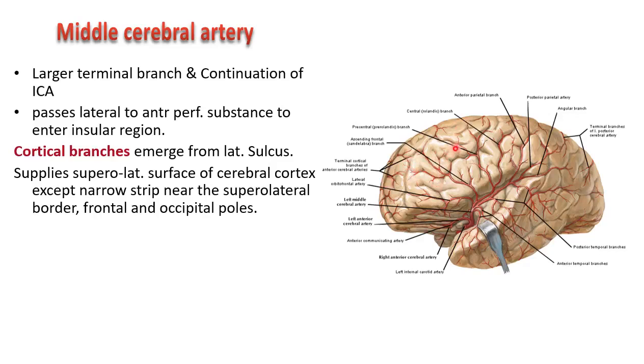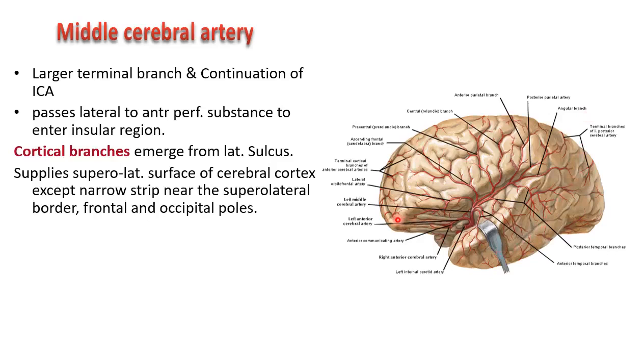Then your precentral, postcentral area, sensory motor cortex. Then your parietal lobe, inferior parietal lobule, up to the parieto-occipital notch. Okay, because behind that, the occipital lobe is supplied by the posterior cerebral artery. So excluding the occipital lobe, it mainly supplies the frontal lobe, most of the parietal lobe, and also your temporal lobe.